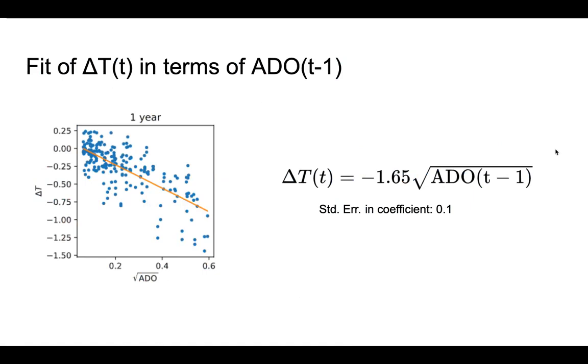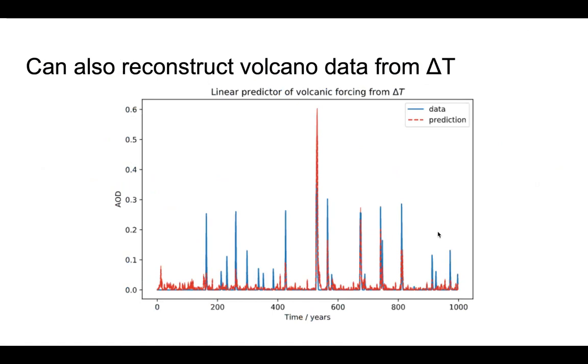Actually, you can see that there is a strong correlation of the volcanic forcing, which is called ADO here, to the temperature difference to the mean in the next year. So 1 year after the volcano breaks out, you have a strong response which you can fit linearly, more or less. And with these, you can to some degree reconstruct the volcano data by knowing only the temperature data. This is, of course, a very crude and simple model, but it solves part of the whole problem.